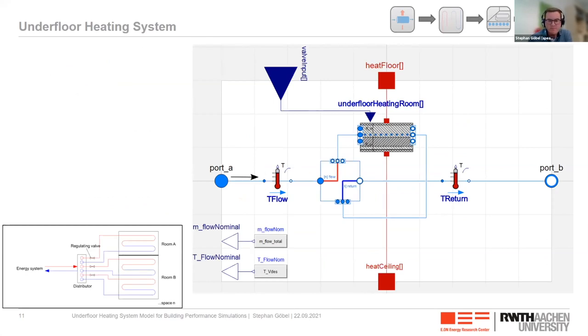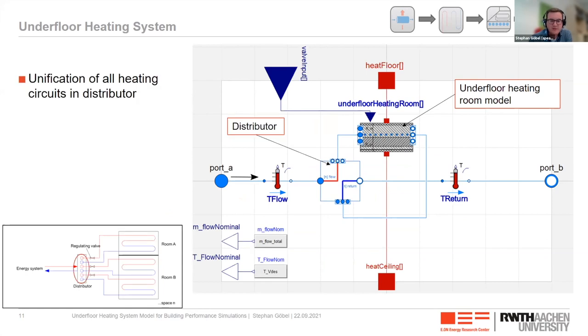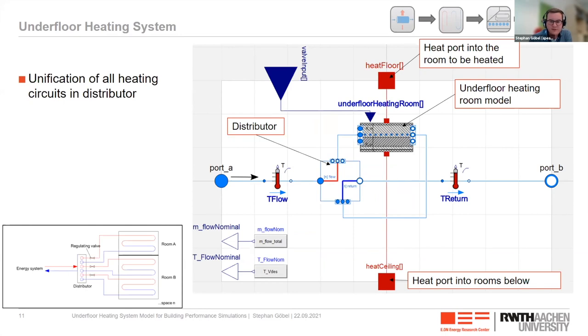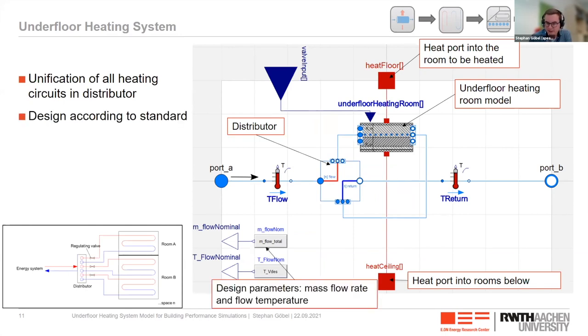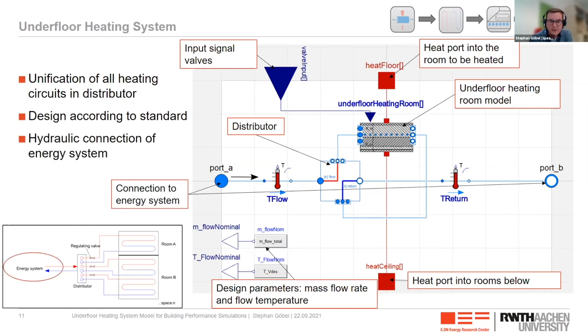We have the underfloor heating room model vectorized, so depending on how many rooms we have, the distributor to connect all the heating circuits, and then the heat ports for the rooms, and also calculation of the design parameters. So the model always gives us the design mass flow rate and the design flow temperature, and furthermore the input signal for the regulating valves, and of course the connection to the hydraulic energy system.